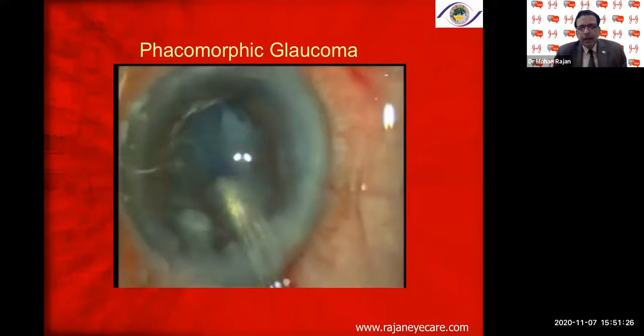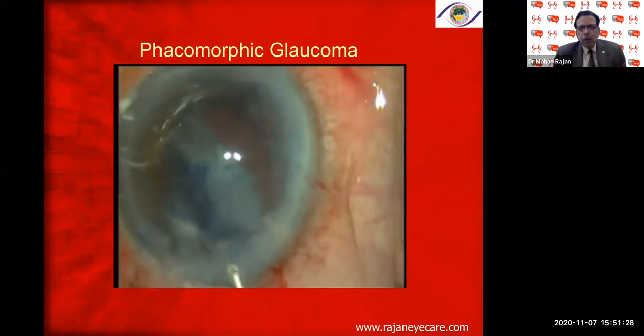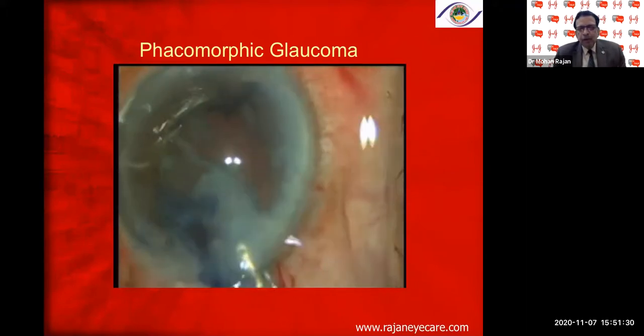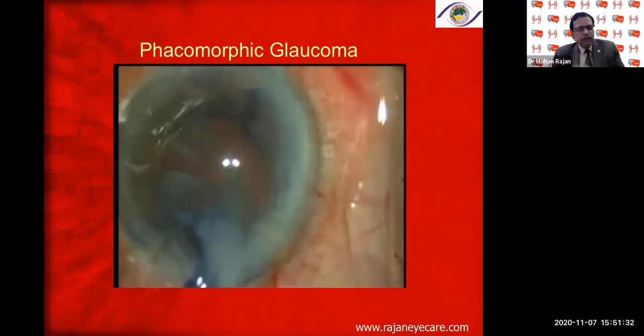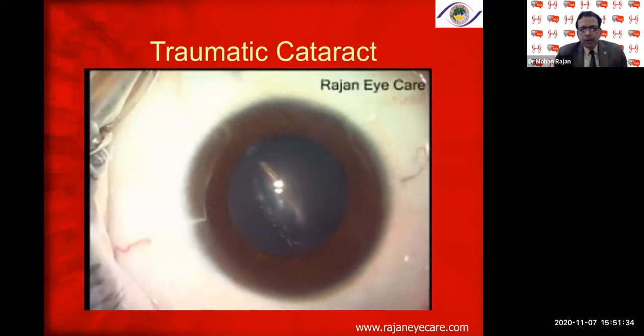And the patient, of course, was a very old patient. So the entire capsular bag, because the patient had pseudoexfoliation, phacomorphic glaucoma, came out with this.